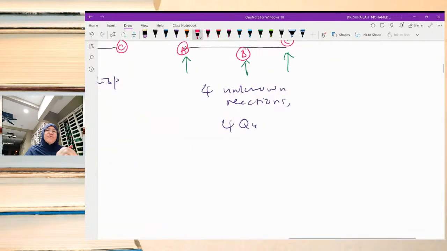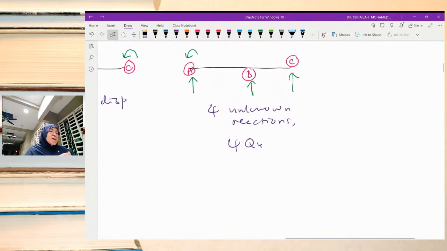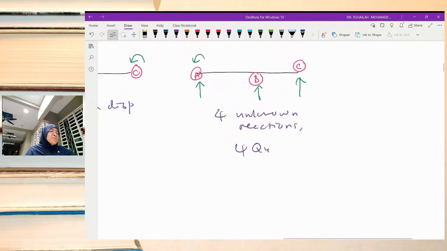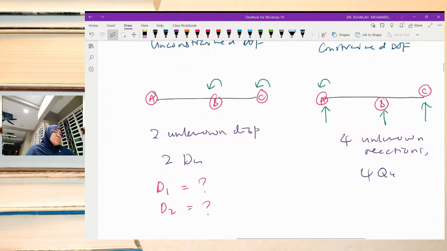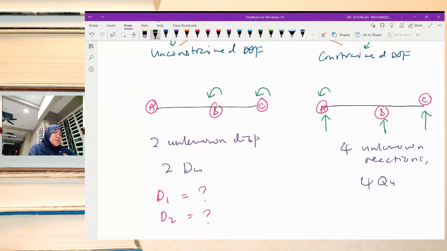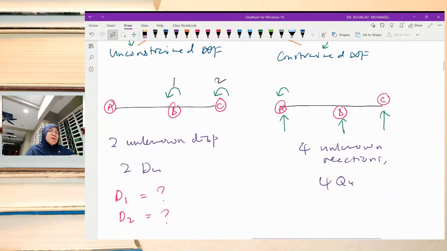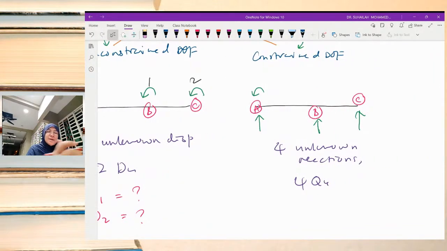And then we have four unknown reactions. So 1 and 2 will be put here, and we will continue to label. You can start at C, you can also start at A, it doesn't matter. This is 3, 4, 5, 6.